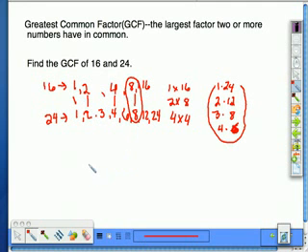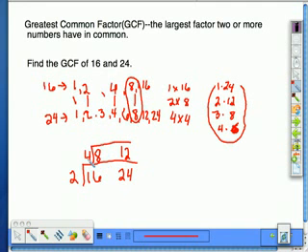Now you can use the cake method for finding greatest common factor also. So we've got 16 and 24. We set it up the same way. 16 and 24 are both even, so let's do 2. 2 goes into 16 8 times. 2 goes into 24 12 times. Now I know 4 goes into both 8 and 12, so I could do that instead of 2 if I wanted. 4 goes into 8 twice. 4 goes into 12 3 times.